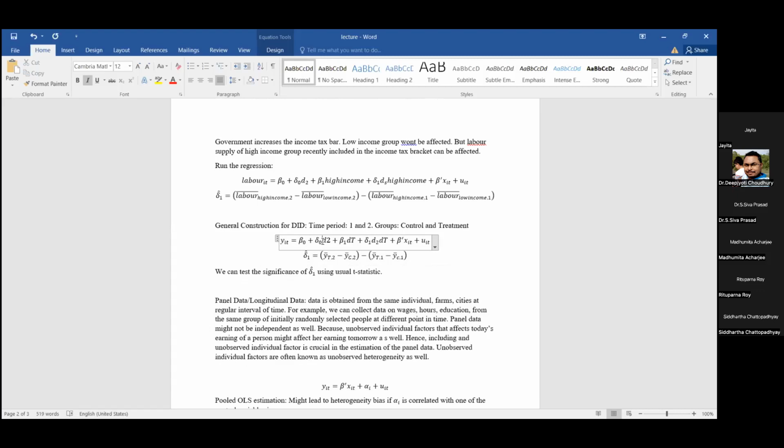In period 2, some people, who are called the treatment group T, had the cycle, and the rest of the people, who are called the control group, do not have the cycle. And I can simply run this kind of regression.